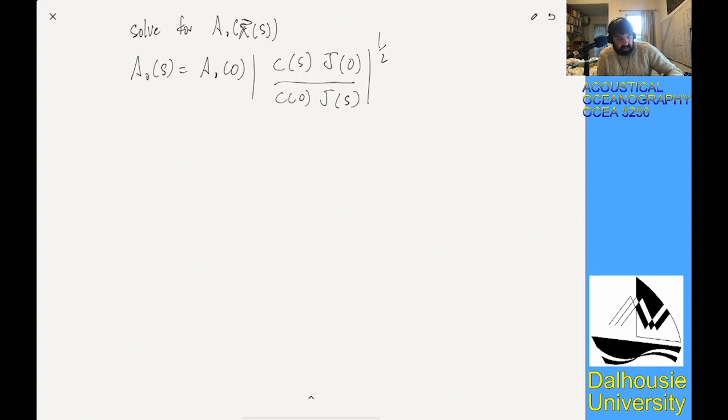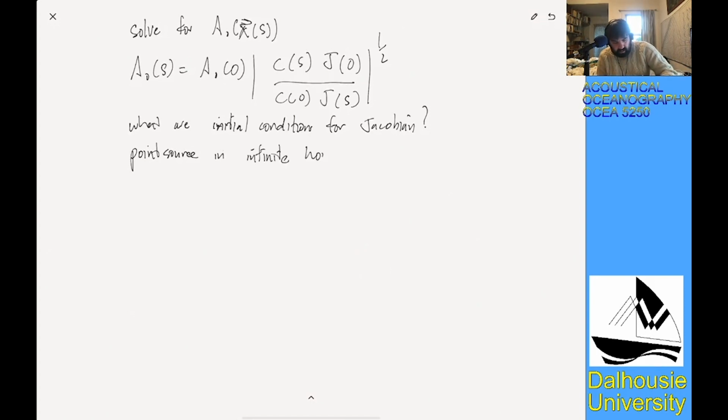Now we need initial conditions. So what are the initial conditions for the Jacobian, right? Well, let's take a specific problem. Let's take the point source in an infinite homogeneous medium.